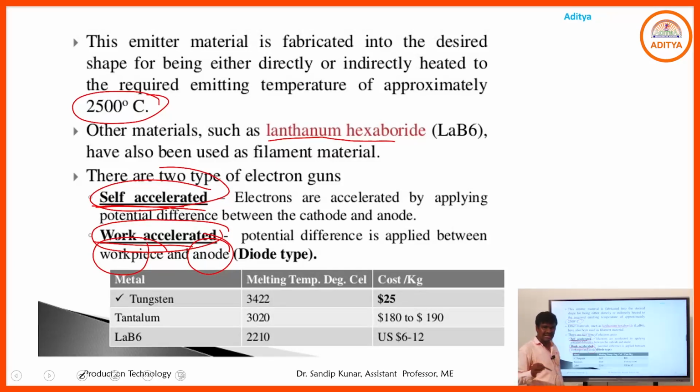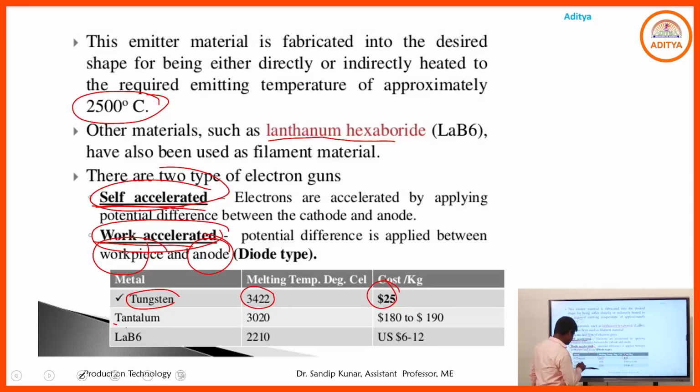Now let us take some examples. When we apply tungsten as the filament material, its melting temperature is near about 3422 degrees centigrade, a very high melting temperature. In that case the cost is about $25 per kg.